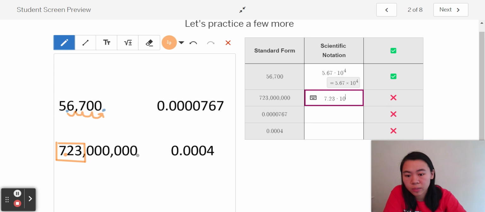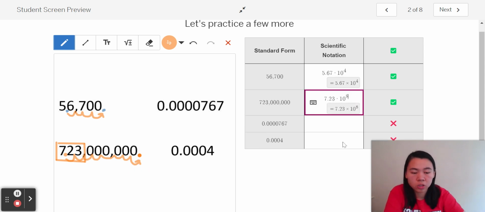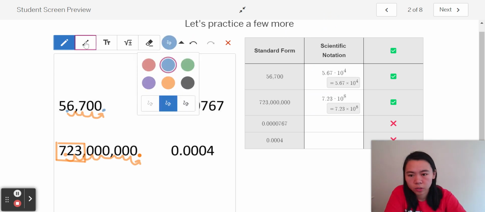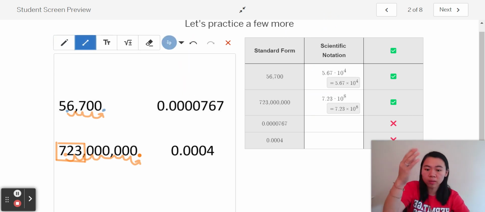How far did I move this decimal? Here's the original placement. How many jumps did I take? 1, 2, 3, 4, 5, 6, 7, 8. Okay, so it's going to be a positive 8 because it's a very large number greater than 1. All right, so these two are very small numbers smaller than 1.